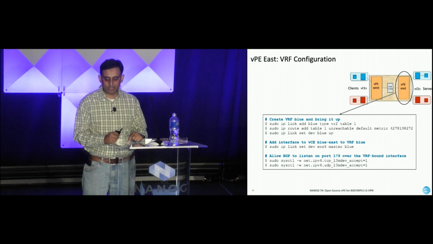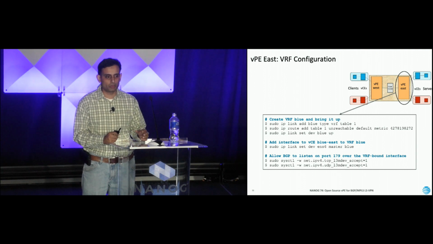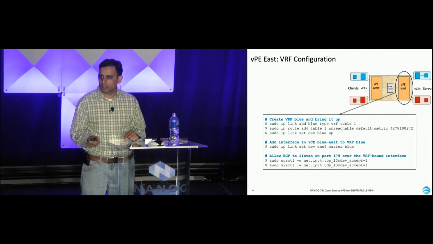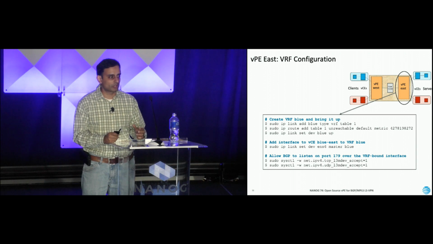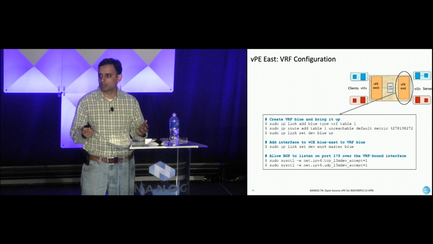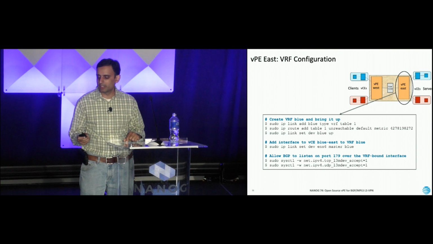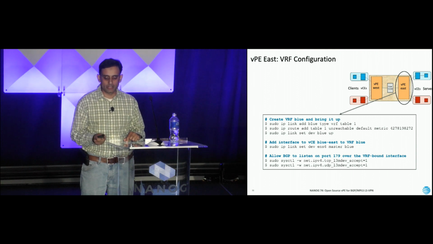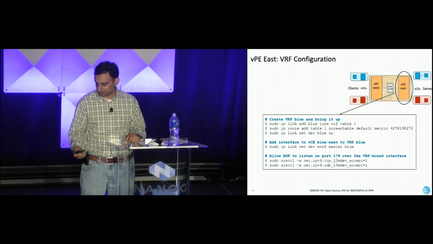And the last set of commands are interesting. This allows the BGP process running on VPE East to listen on port 179 on VRF bound interfaces. Without running this command, what happens is that the BGP process listens on port 179 as it usually does, but it only listens on those interfaces which are bound to the default routing table or default forwarding table. In order to make the BGP process listen to port 179 on VRF bound interfaces, we have to run these two sysctl commands on the Linux CLI.